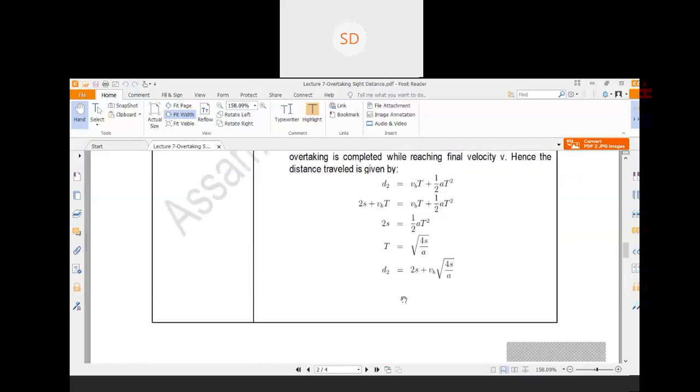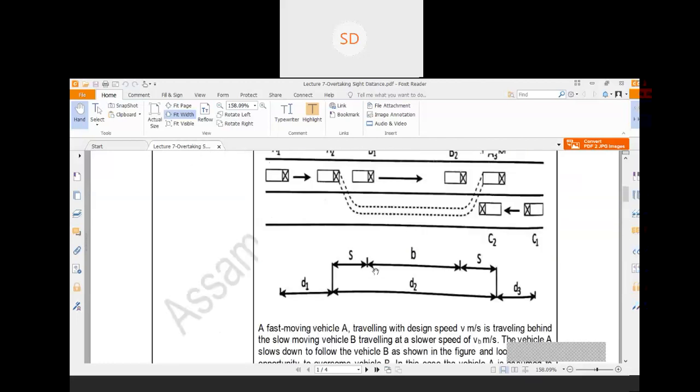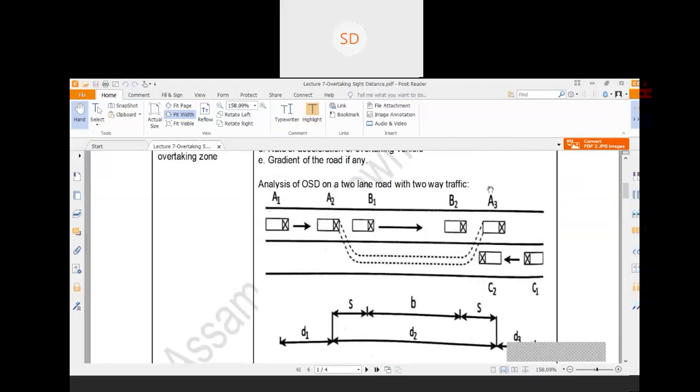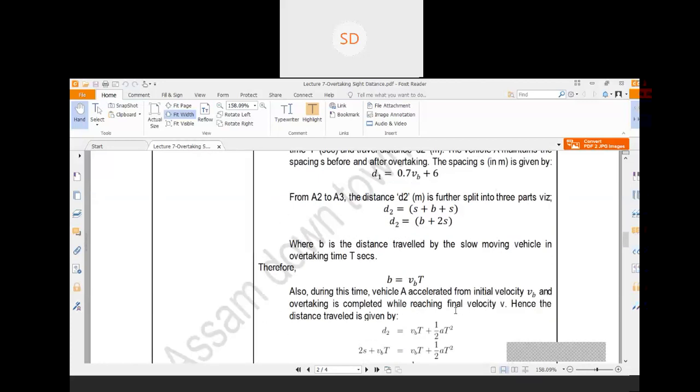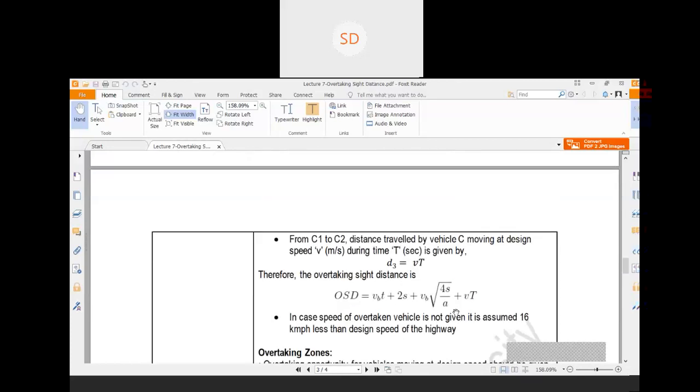So we have already derived the equation for these two portions. Now the last portion remains: what is the distance from C1 to C2? It is considered that during that overtaking operation only, the vehicle C will move from position C1 to C2. As vehicle C has no constraint, it is assumed that during the overtaking operation, vehicle C will move with its design speed only.